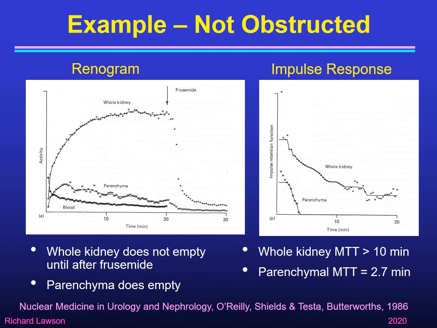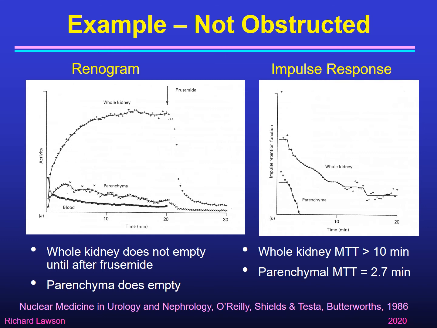Now, deconvolution produces a curve called the impulse response function, which I've explained in more detail in my separate talk on deconvolution renography. But it's sufficient to say that it produces a curve here showing emptying from the whole kidney, and it shows that in this case the whole kidney takes a long time to empty. In fact, by 20 minutes it hadn't come right down to 0, but if we calculate the average kidney transit time, it comes out to be 10 minutes. In fact, we can say it's more than 10 minutes because this function hasn't come to 0 by that time.